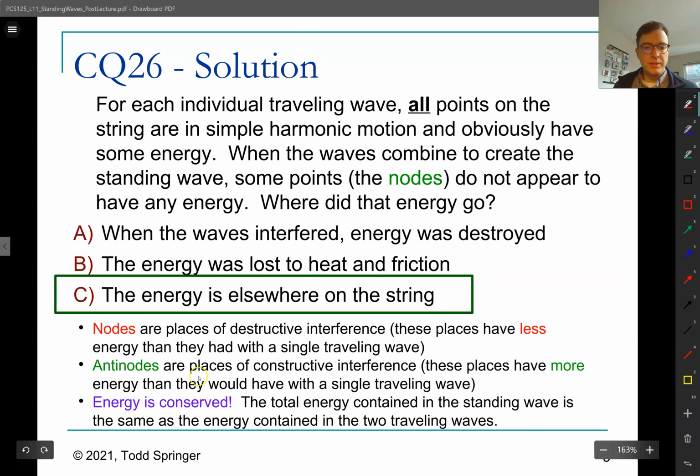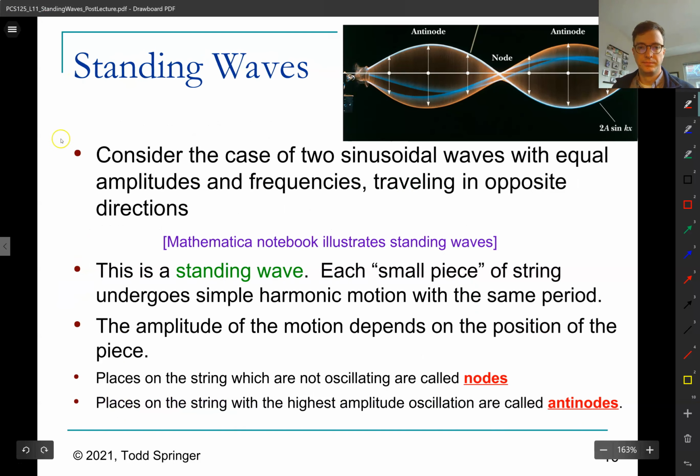So the nodes are places where you have destructive interference. They have less energy than the waves that they started with. The antinodes, which is where you have the big oscillations, are places where you have constructive interference. That's more energy than you started with. But the total energy is conserved, right? If I added up the total energy in that standing wave, it would be equal to the total energy in the two traveling waves. Okay, energy is conserved, energy is not created or destroyed.